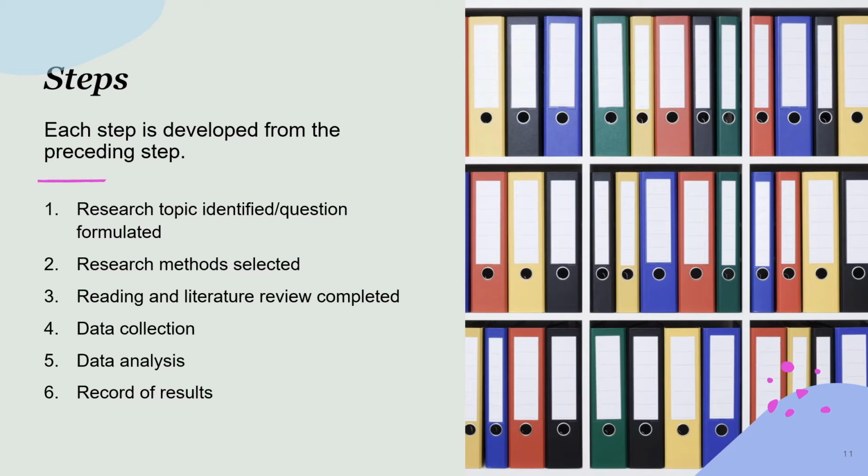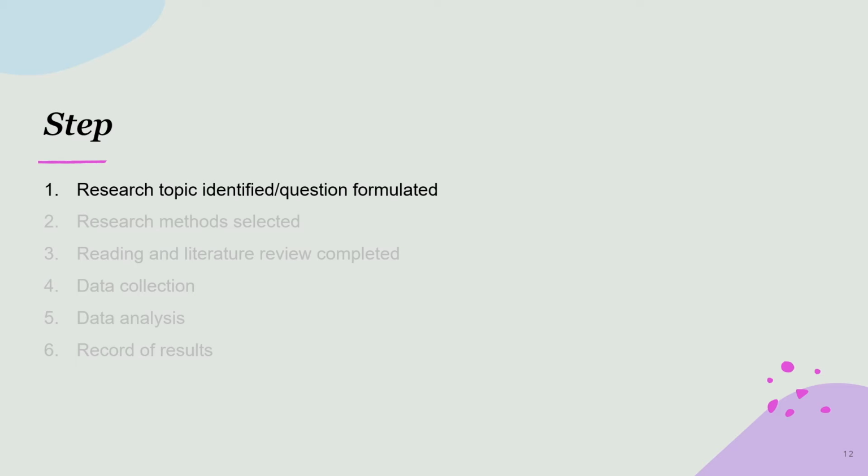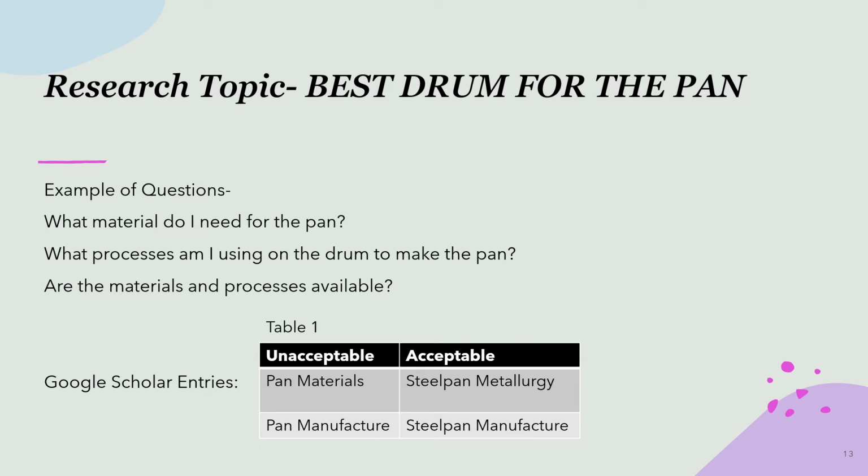Here I present the 6 steps for the research guide. It is important to know that it may be reiterative. Step 1: Research topic identified or question formulated. For this example, I use the topic best drums for the pan. Examples of questions are: what material do I need for the pan? What processes am I using for the drum to make the pan? And are the materials and processes available?